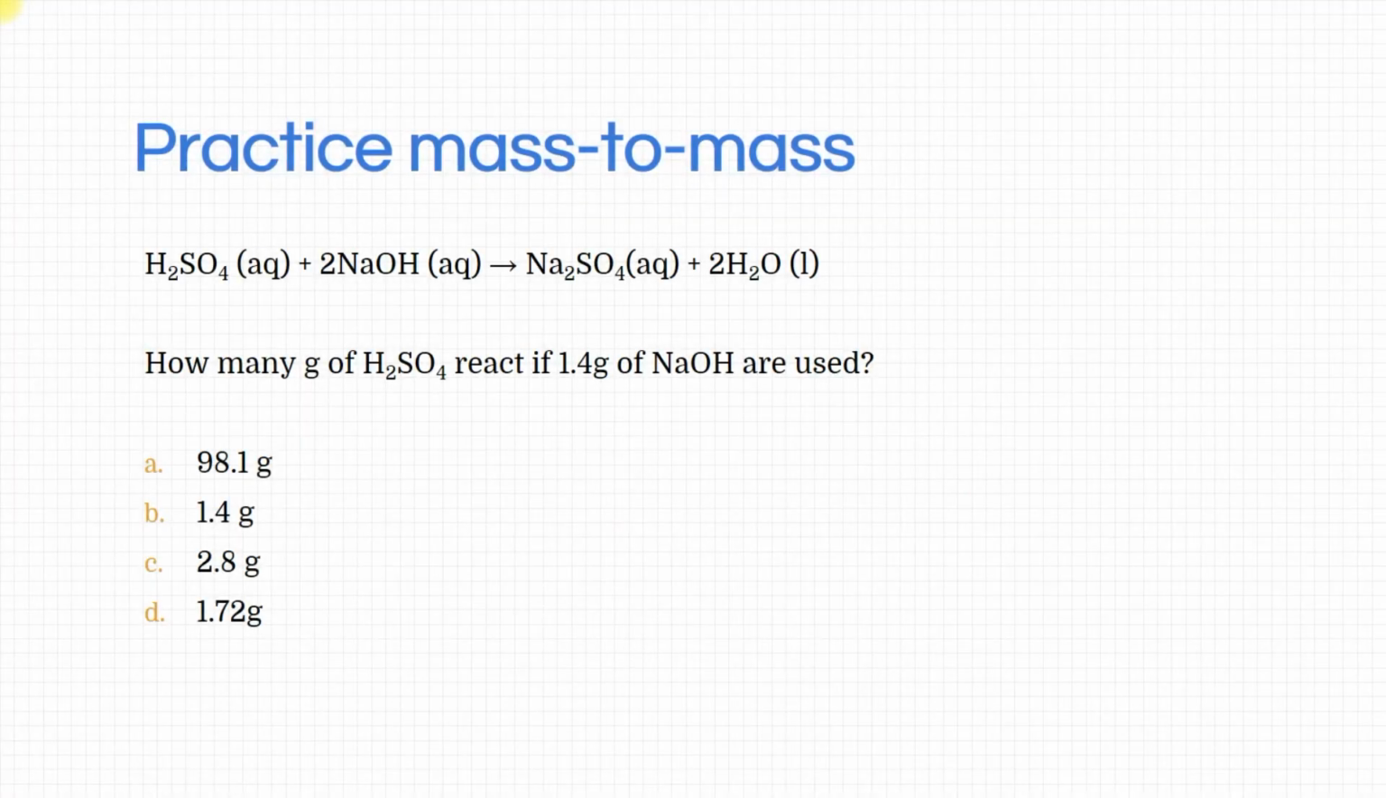All right, I would like you to tell me the answer to this question. It's probably multiple steps because we're starting in grams, and I can't compare 2 different substances in grams. I have to go through moles. So pause the video and go ahead and do this one. This one is graded.